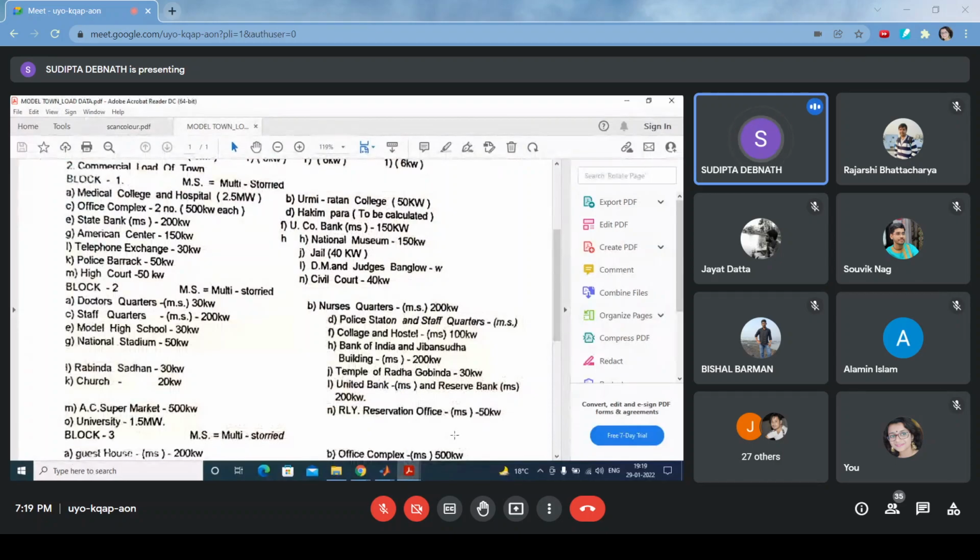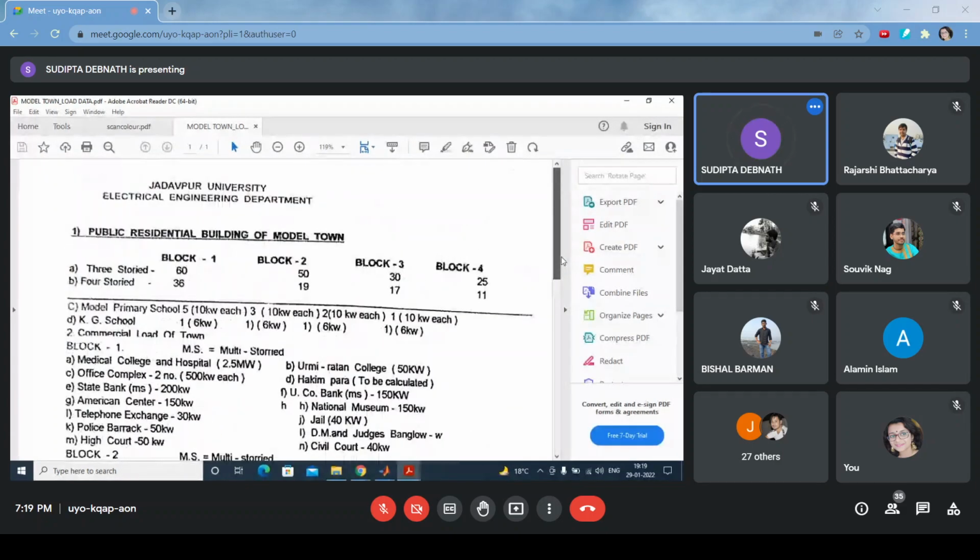Hope you have understood. Now, see the loading. I will provide you this. You have got this one because I have received it from you only. Now, block 1, block 2, block 3, block 4. It is a 3-storied building. Block 1 is given 60, block 2 50, block 3 30, block 4 25. And 4-storied buildings are given here.